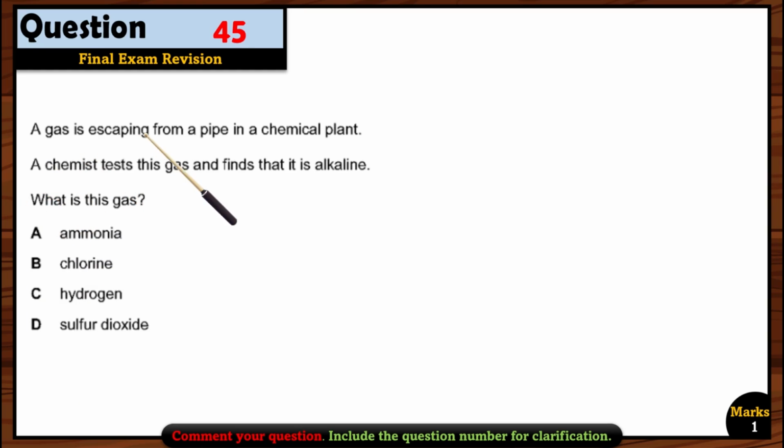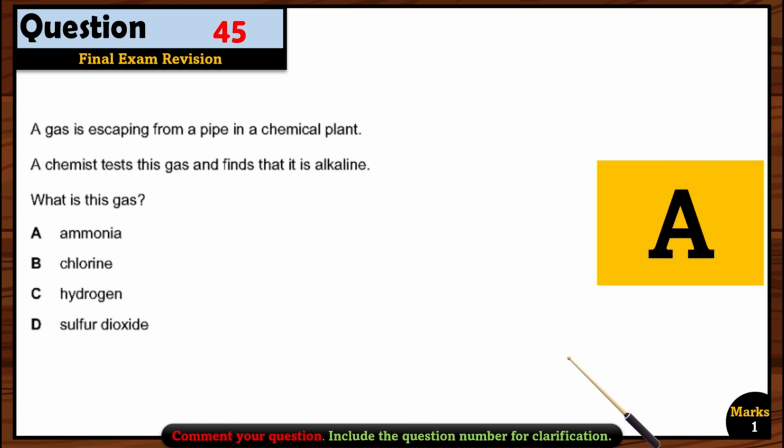Question 45. A gas is escaping from a pipe in a chemical plant. A chemist tests this gas and finds that it's alkaline. What is this gas? If this is an alkaline gas, of course, it will be ammonia, because we already found that ammonia is a weak base whenever it dissolves in a solution. So the gas is also basic in nature, ammonia. Whereas chlorine is acidic in nature, hydrogen is neutral, and sulfur dioxide is also acidic. So option A is right.